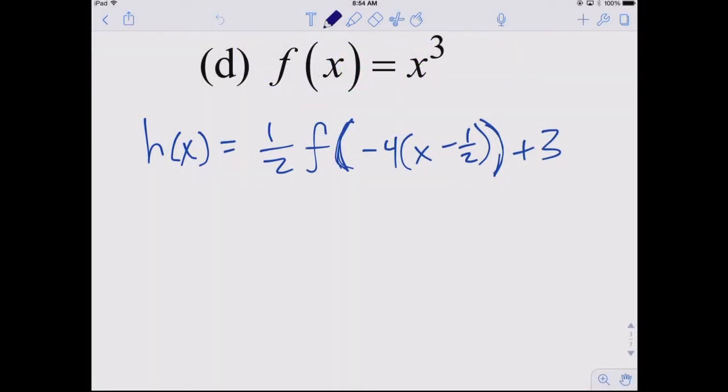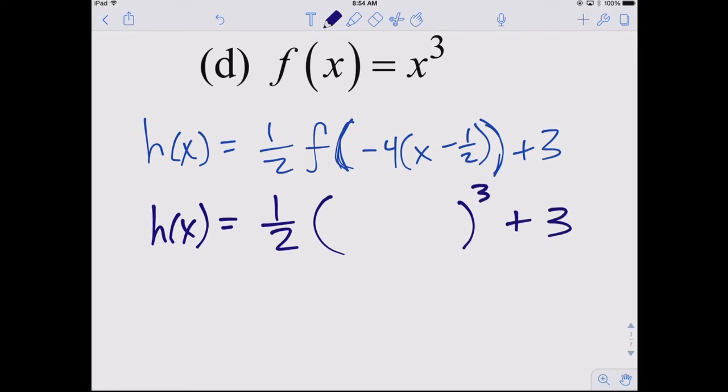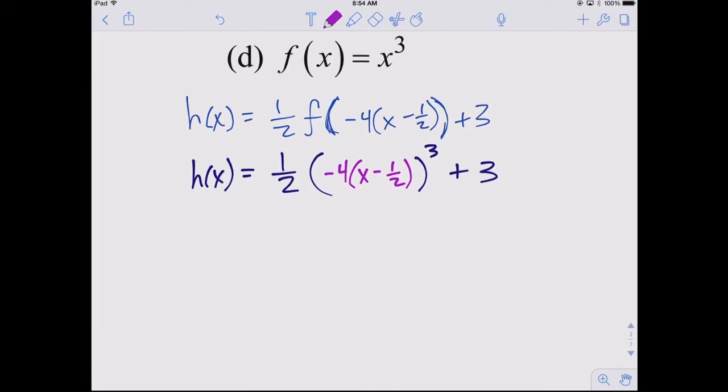What does it mean to be inside the cubic function? Yeah, inside before you cube it. Would you say underneath the exponent? I like that. So we're going to have a 1/2 and then blob cubed plus 3. So the 1/2 and then plus 3 on the outside, and on the inside is going to be your -4 parentheses x minus 1/2. Okay.